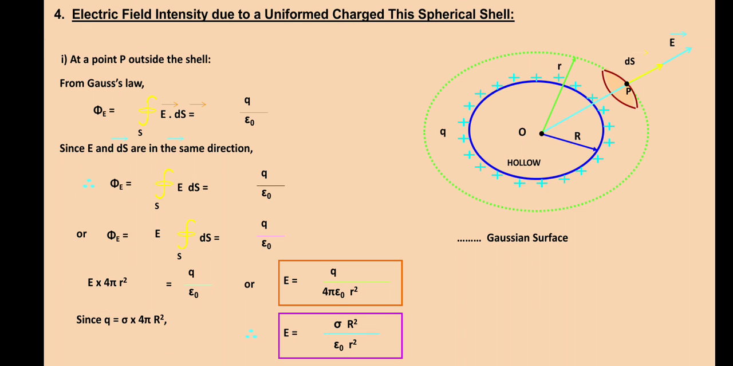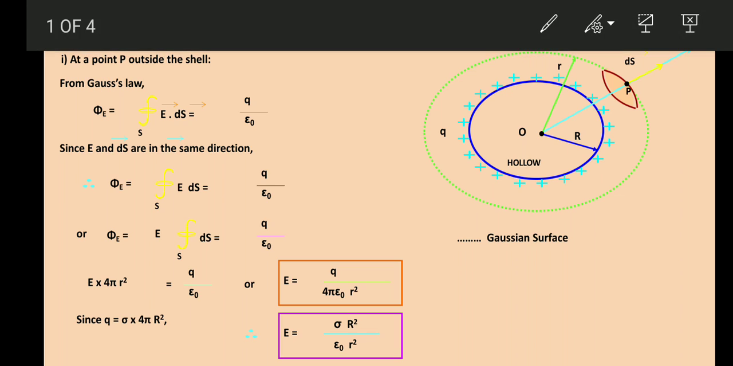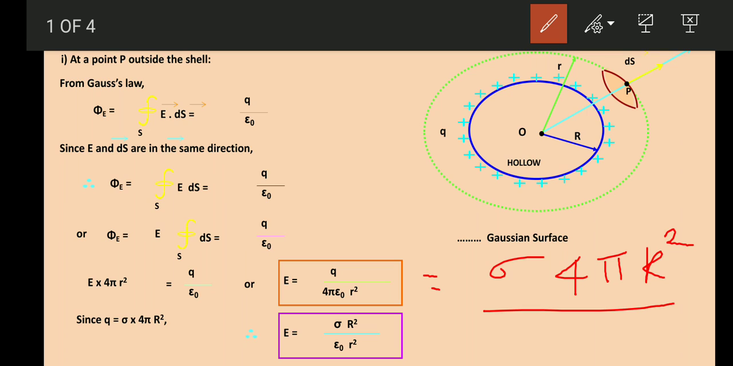Now let us calculate the electric field. E is equal to, substitute the value of Q in this equation. When I substitute here, you will get sigma 4 pi capital R square divided by 4 pi epsilon naught small r square. This 4 pi gets cancelled. Then the remaining term, E is equal to sigma R square divided by epsilon naught r square. So this is the electric field intensity at the point P, which is outside the spherical shell or spherical hollow sphere.